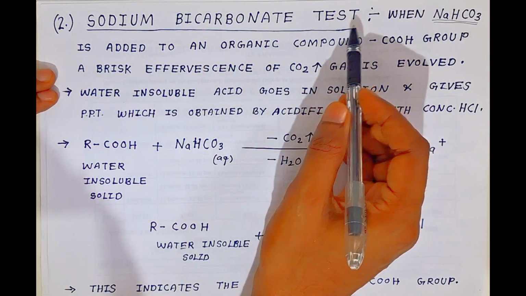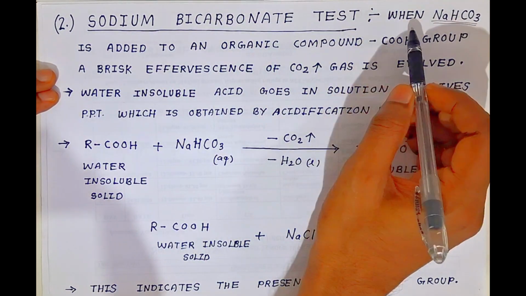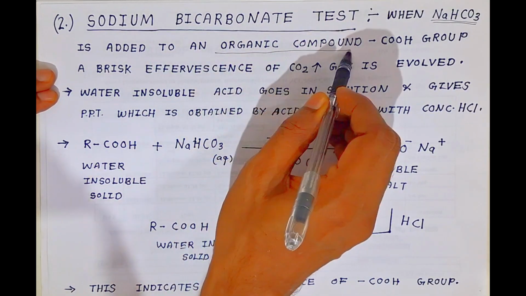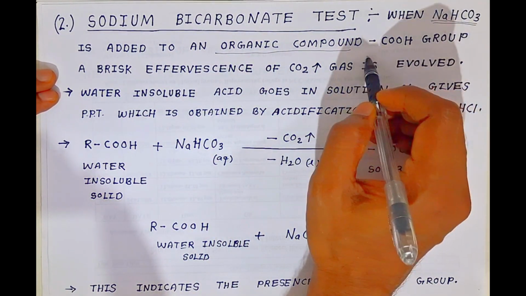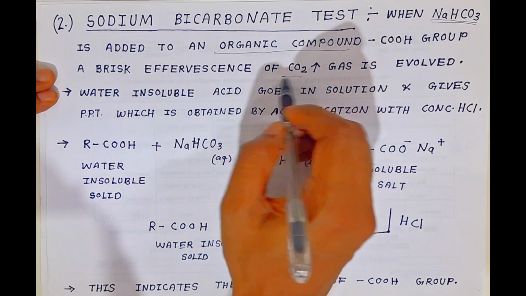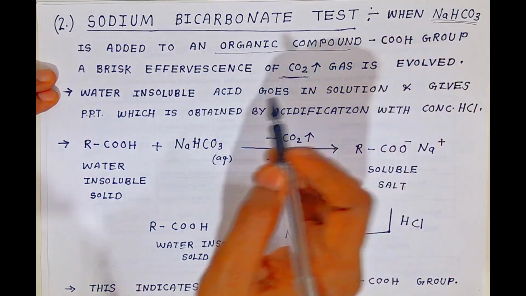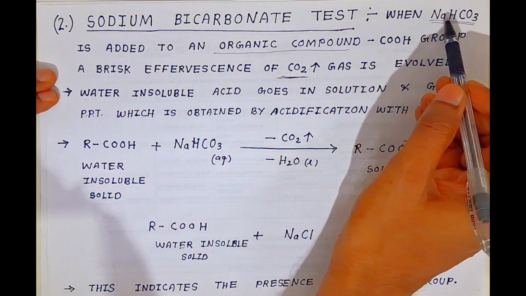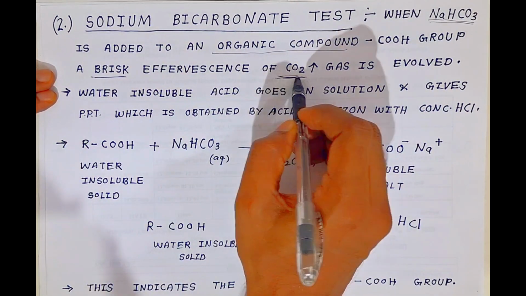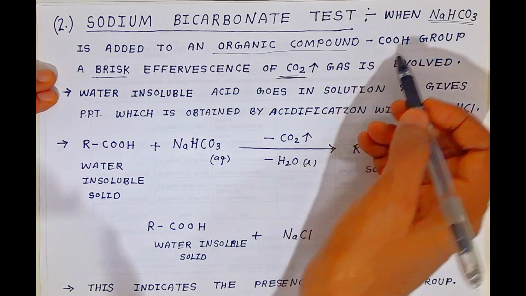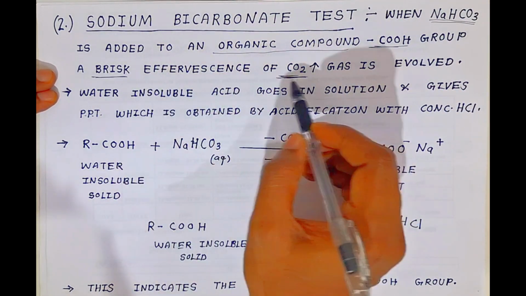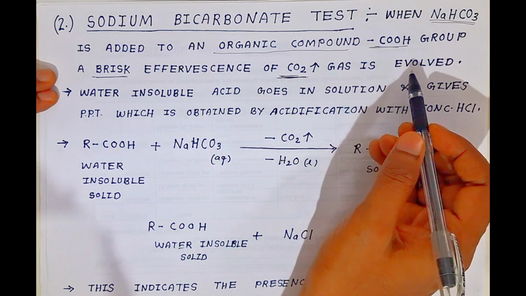Sodium bicarbonate test. What happens students with the organic compound? When sodium bicarbonate is added to an organic compound containing the minus COOH group, brisk effervescence of CO2 gas is evolved. Okay students, when you add sodium bicarbonate, if brisk effervescence is coming out, that is CO2 gas being evolved. If there is an acidic group, the minus COOH group, there is a brisk effervescence of carbon dioxide gas.